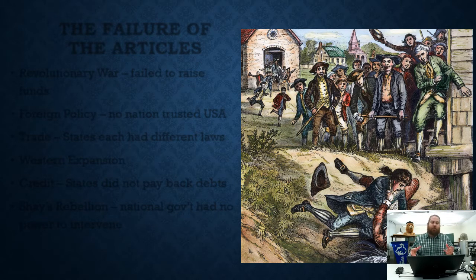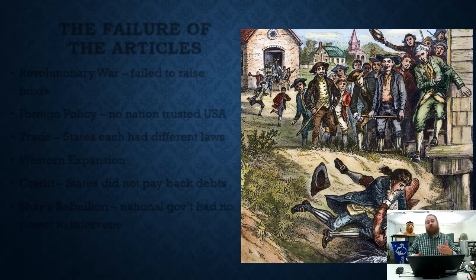And then what a lot of historians call the last straw here was Shays' Rebellion. There's a really great story of it. You can look it up. But essentially, there was unrest in the streets, an armed uprising against the United States, and the national government did nothing. It had no power to intervene to even ensure the existence of the new United States.